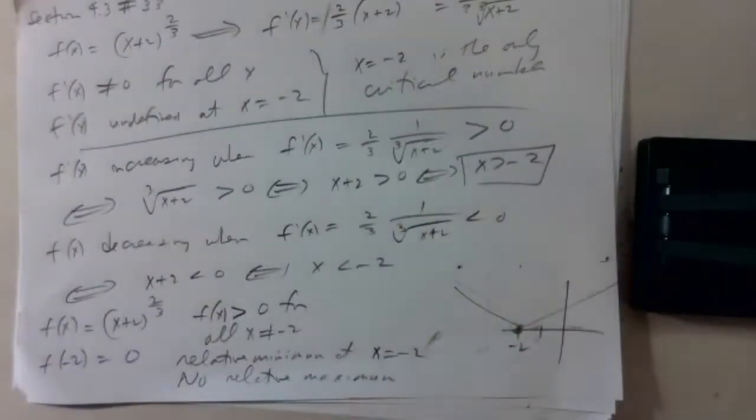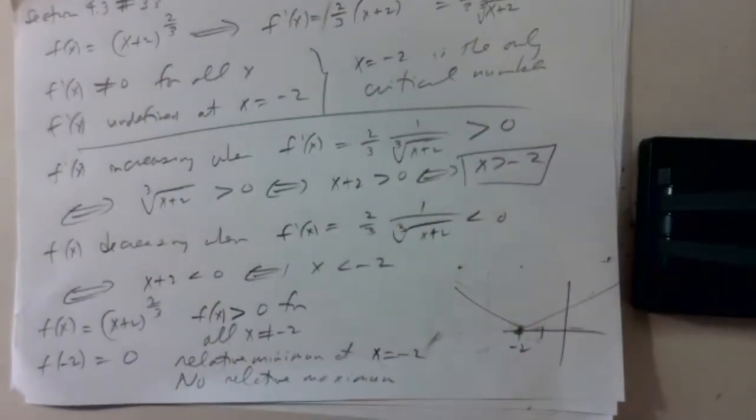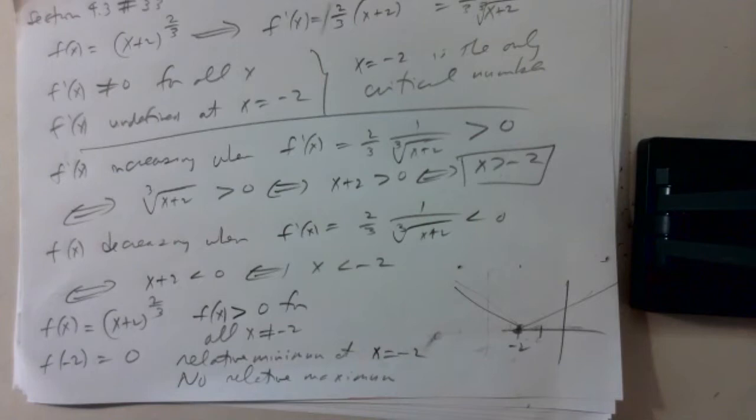Any questions about this? This is a basic Calc 1 problem. Given a function, use the first derivative to find the intervals where the function is increasing and decreasing, and find the relative extrema, the relative maxima or relative minima. Any other problems you would like me to do? Happy to do more.